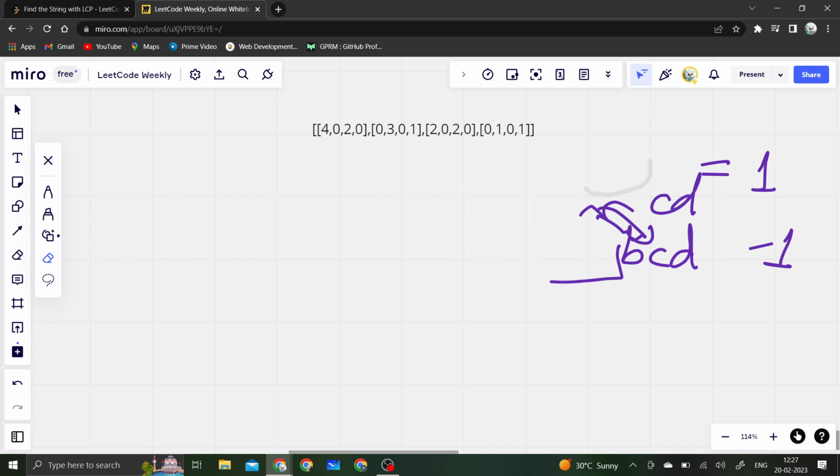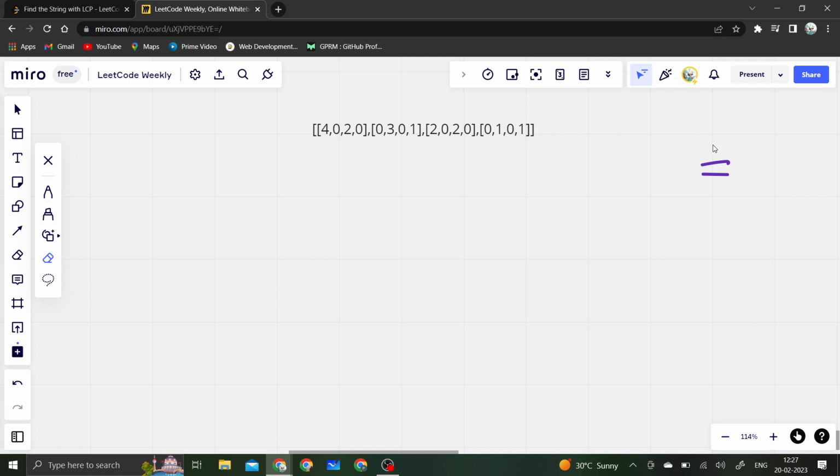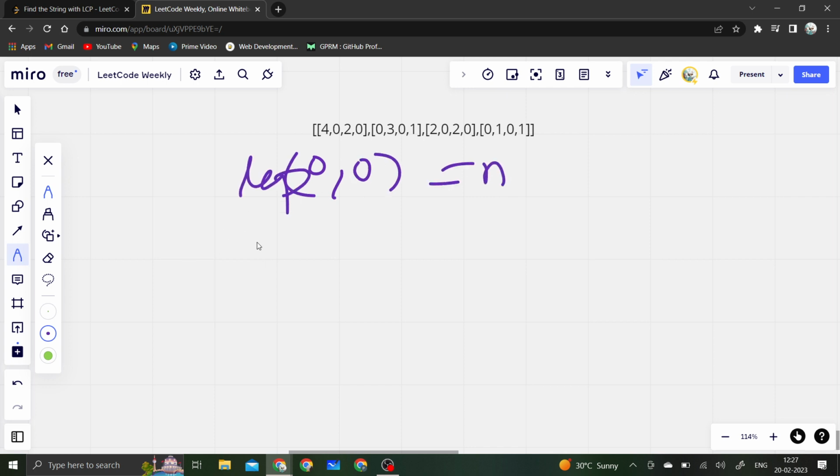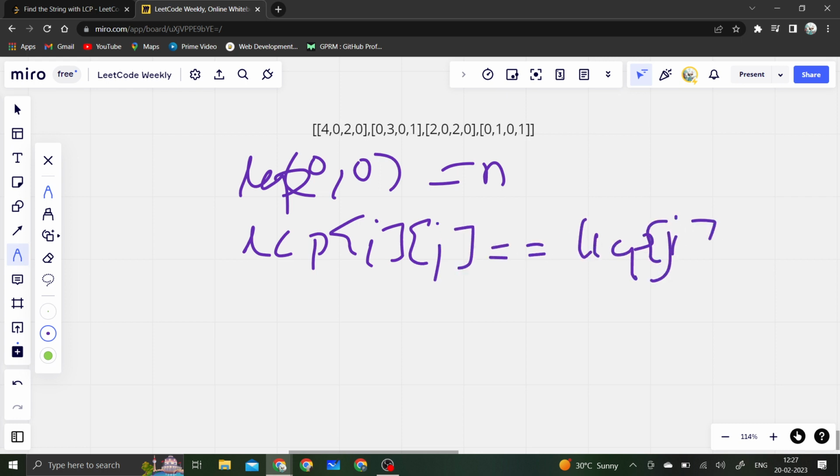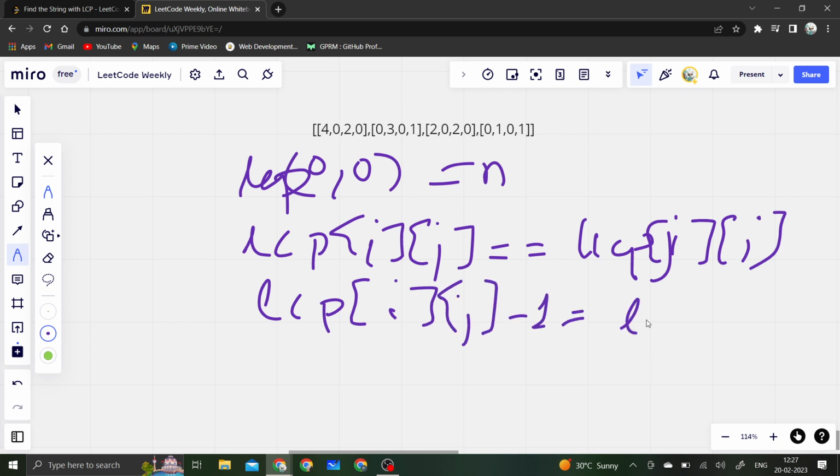Now, these three are the conditions in which our string will not be forming, right? First, LCP of 0 comma 0 should be n, right? And LCP of i comma j should be equal to LCP of j comma i, right? And also LCP of i comma j minus 1 should be equal to LCP of i plus 1 and j plus 1, right? So these three conditions are done.